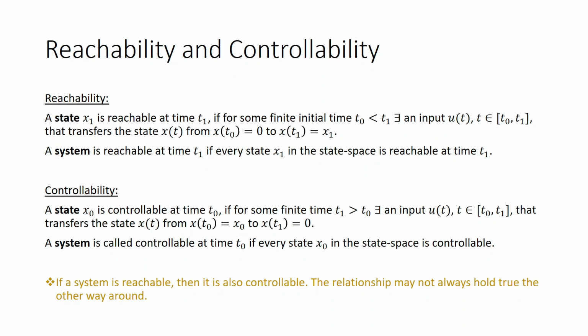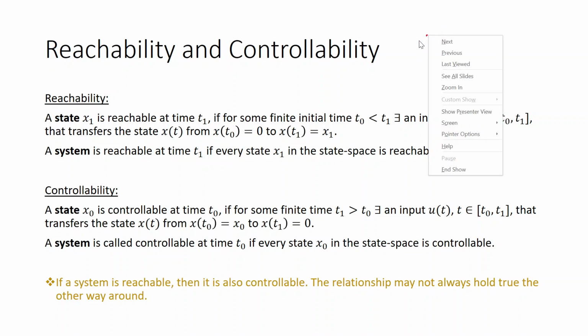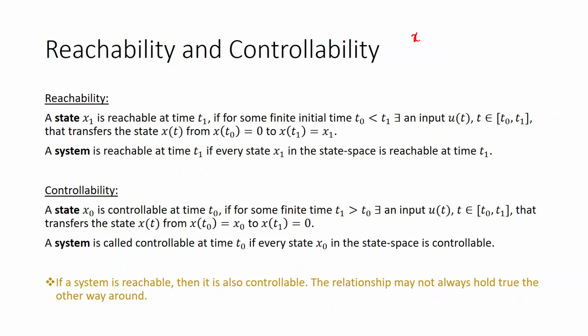So a state x1, in a particular state space. Suppose this whole screen is a state space. So you have a state x1 here. So we need to reach it in a time t1. The state x1 is reachable at a time t1 if, for some finite initial time t0.